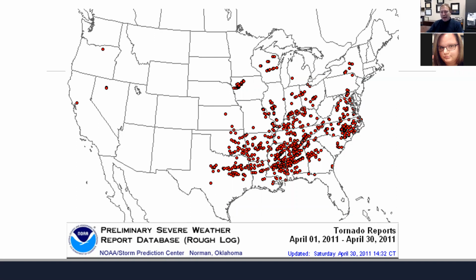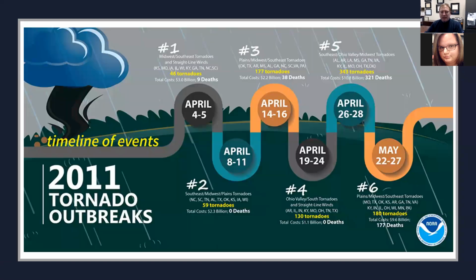So if we look at the outbreak of tornadoes, the next slide coming up. So this is kind of a timeline of how over about 60 days, we saw literally nearly 1,000 tornadoes. 46 April 4th through the 5th, 59 April 8th through the 11th, 177 April 14th through the 16th. And then really the large outbreak was April 26th through the 28th, 343 tornadoes.